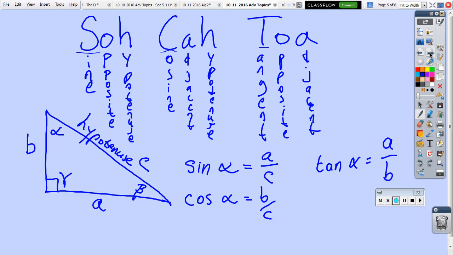Any questions about SOHCAHTOA? Opposite is B, right? Opposite of what? Alpha? Hypotenuse. Opposite of the hypotenuse? I don't know what you're asking. What are you asking?